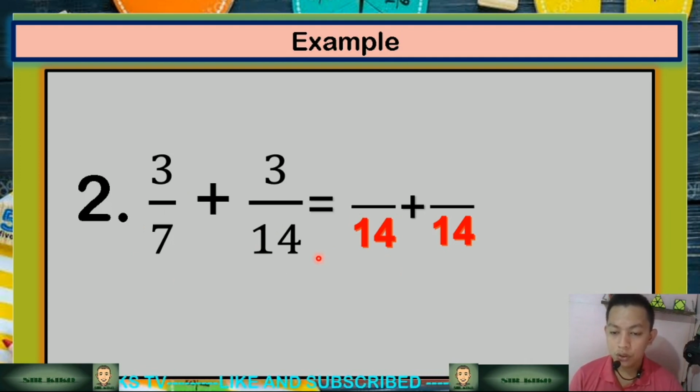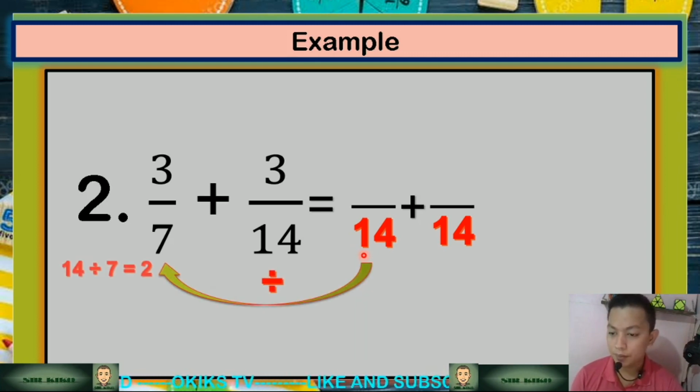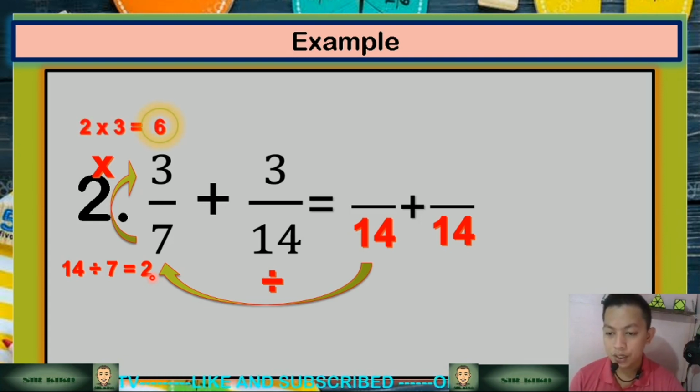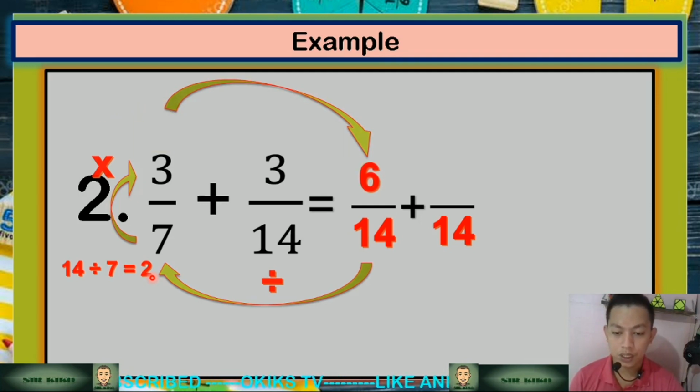Now, you're going to remember this: divide and then multiply. So divide 14 by 7. The LCD, you're going to divide it by the first denominator. So 14 divided by 7 is equal to 2. And then 2 multiplied by 3, the answer is 6. So you're going to write 6 in the first numerator.